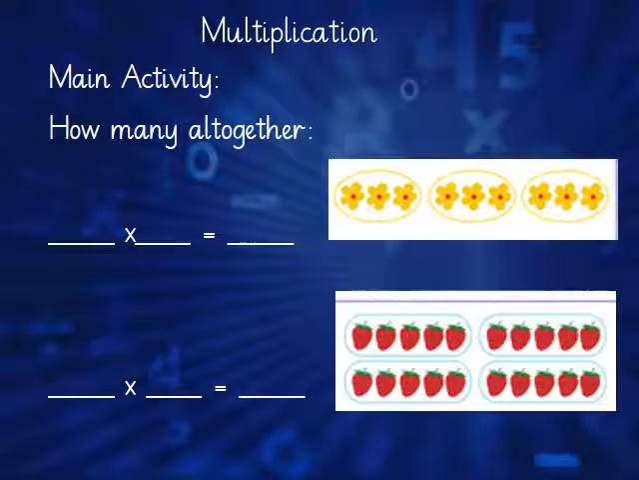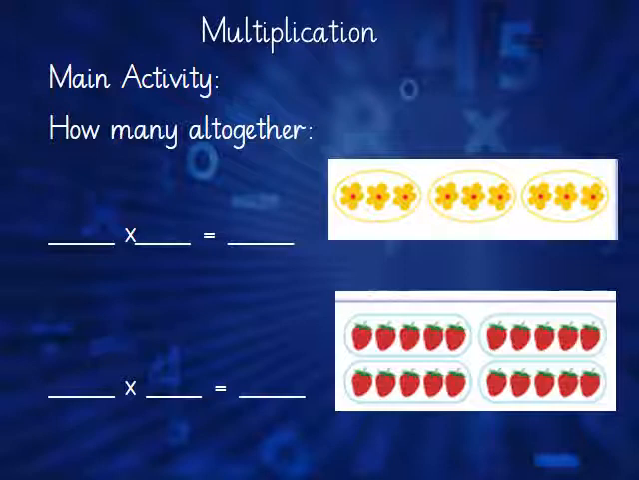Alright children, now this is the time to do some more practice of multiplication on your own. How many altogether? You have to find out the total number of things for each of the given pictures. So just try it yourself. Recall how to make a multiplication sentence and work it out. Take your time and match your answers later on.